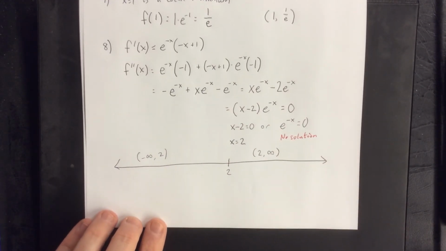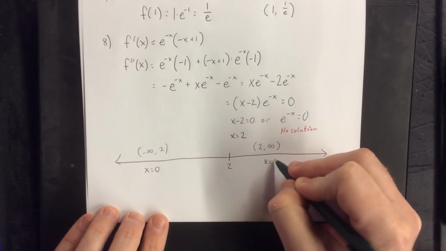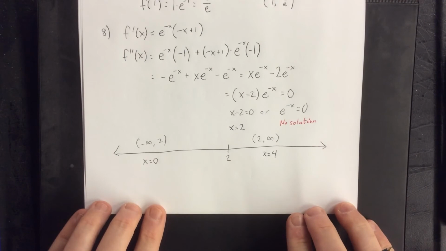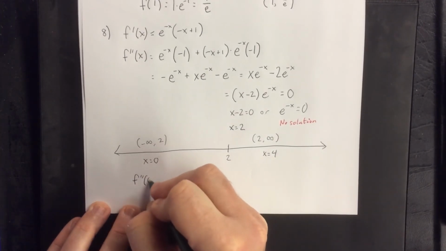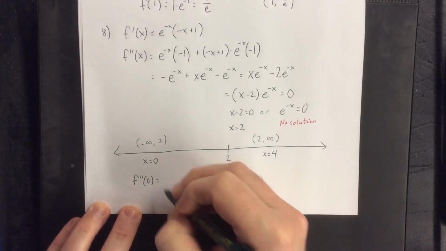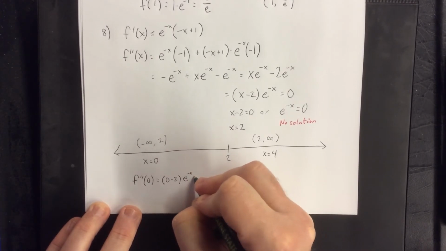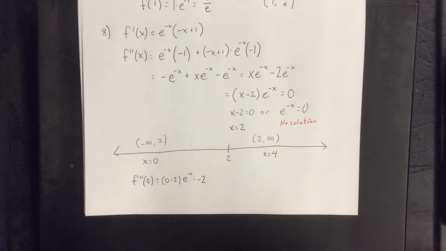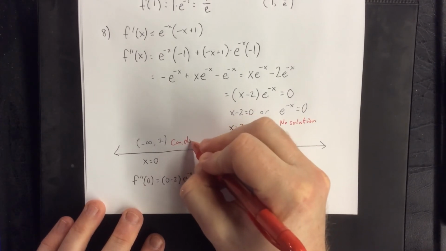I'm going to try to do this one less wrong this time. I'm going to try x equals 0 for this one, x equals 4 for this one. I'll be plugging these into the second derivative, in the form that I'll be plugging it into, this form right here. So we will get 0 minus 2 times e to the negative 0. That number is negative 2 times 1. That is less than 0. That means that on this interval, we are going to see that this thing is concave down.